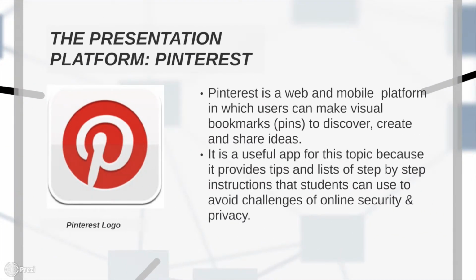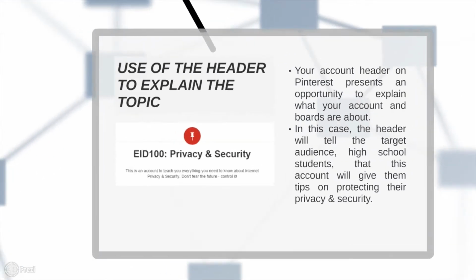Pinterest is a web and mobile platform in which users can make visual bookmarks or pins to discover, create, and share ideas. It is a useful app for this topic because it provides tips and lists of step-by-step instructions that students can use to avoid challenges of online security and privacy. The following slides will show a breakdown of how we will use Pinterest to categorize our topic.